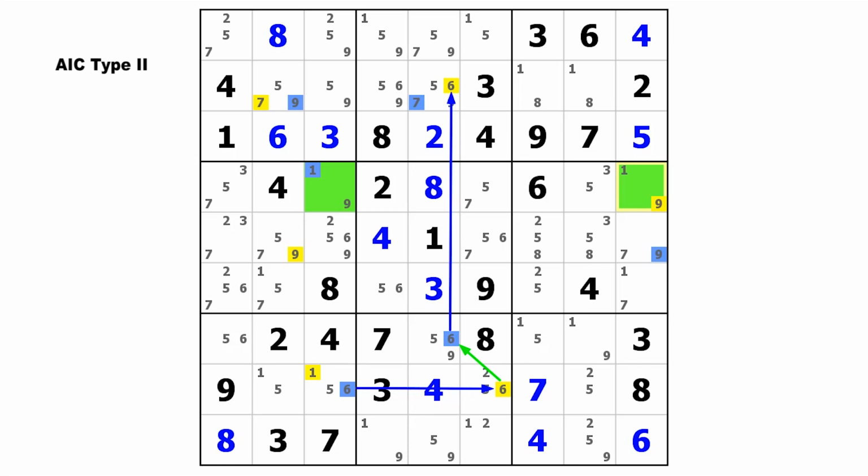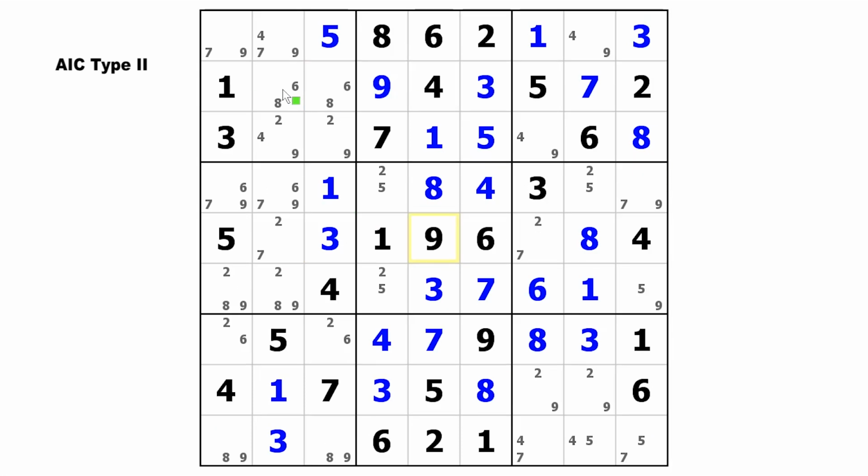Okay, so let's get rid of that. So the start digit cannot be true in the end cell, so that 1 will be false, and the end digit cannot be true in the start cell, so that 9 will be false. And so, of course, the blue 1 and the yellow 9 will be the solutions to those two cells. All right, let's do one more.